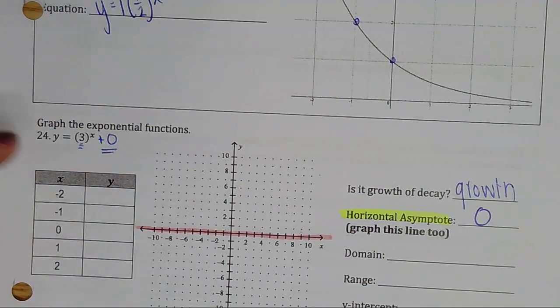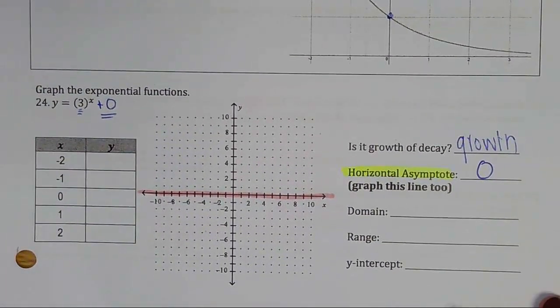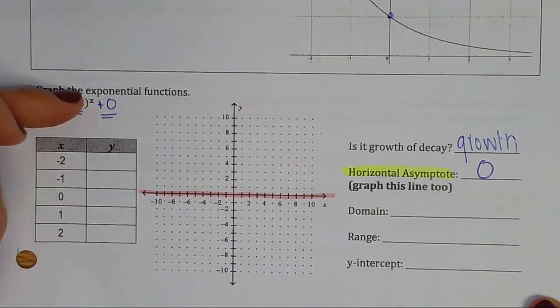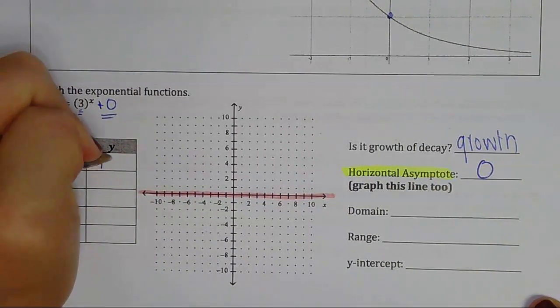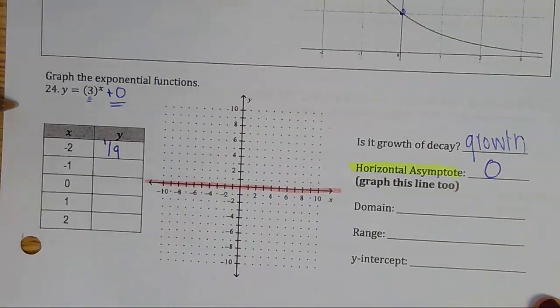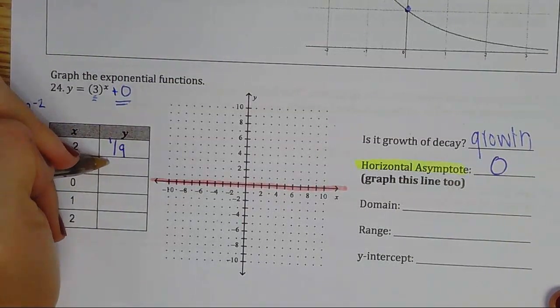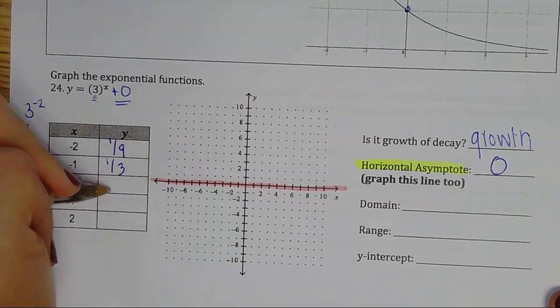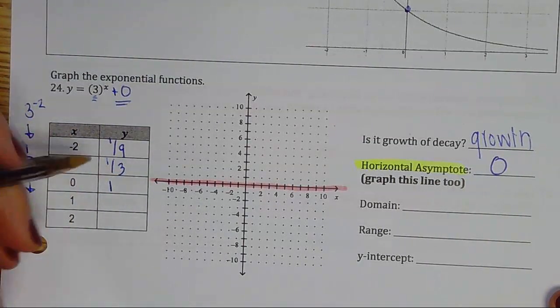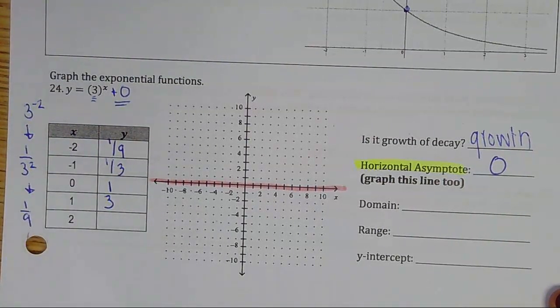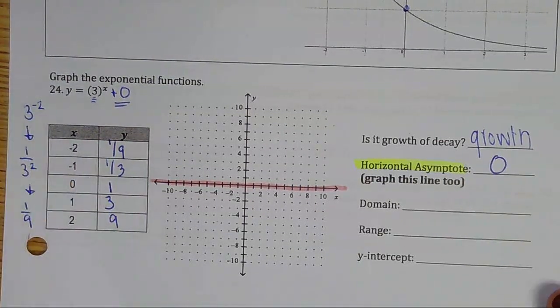My domain. Well, let's go ahead and graph it first, and then we'll figure out our domain. Well, 3 to the -2 is going to be 1 over 9, right? Because it's like 3 to the negative 2. Well, I got to move it down. So 1 over 3 to the second. Then I actually simplify it. 1 over 9. To the negative 1 is going to be 1/3. Anything to the 0 power is 1. 3 to the first power is 3. And then 3 squared is 9.